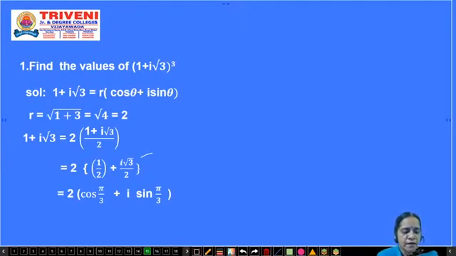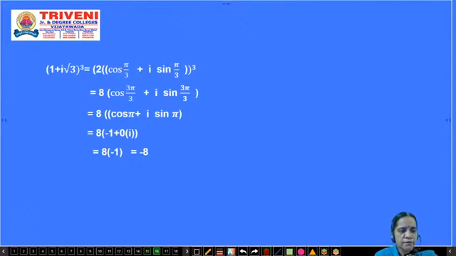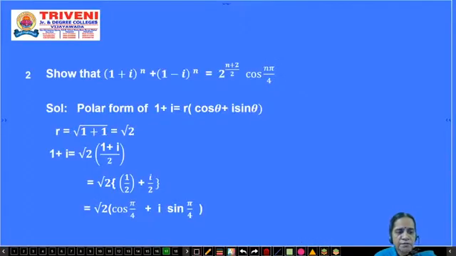First we have to write the value of r and then multiply and divide by 2. Then we can get the value of theta. These theta values are in the first quadrant and second quadrant. Then cos theta plus i sin pi by 3. Then in the next step we cube on both sides: 8 into cos 3 pi by 3 plus i sin 3 pi by 3. 3 will get cancelled. Cos pi plus i sin pi. The value of cos pi is minus 1 and sin pi is 0. Okay, and then we can go to the next sum.